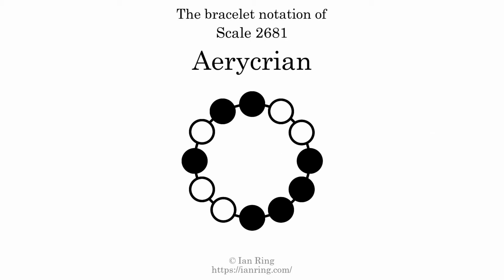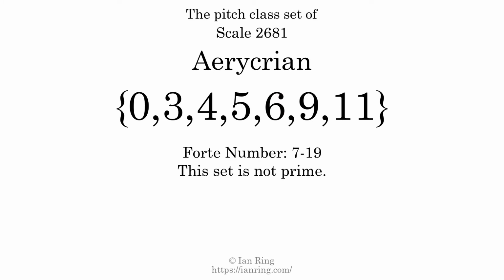This is a bracelet notation diagram of scale 2681. The shaded circles represent tones that appear in the scale, and they are read clockwise, starting at the top. The pitch class set for this scale is 0, 3, 4, 5, 6, 9, 11. The Forte class is 7-19. This set is not prime.